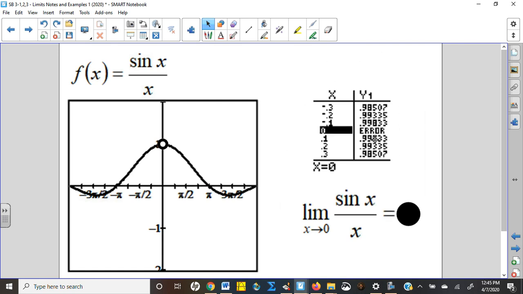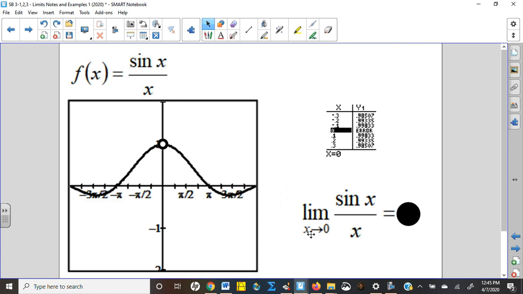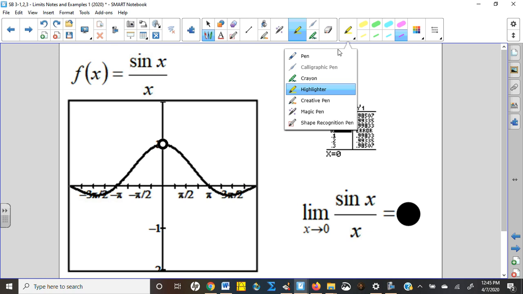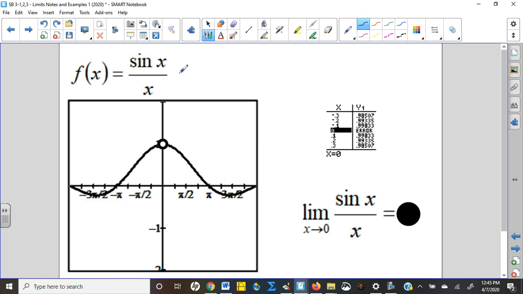Okay? This is where limits are different, though. If you asked what is f of 0, I would have to say the answer to that is undefined. Right? I would have to say f of 0 is equal to undefined or does not exist, because you can't have undefined values in the real number system. But we're not asking in this problem what f of 0 is. We're asking what the limit as x approaches 0 is.